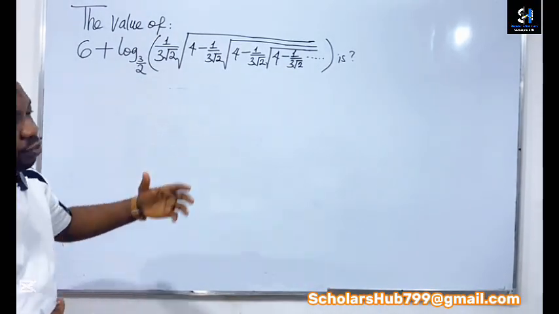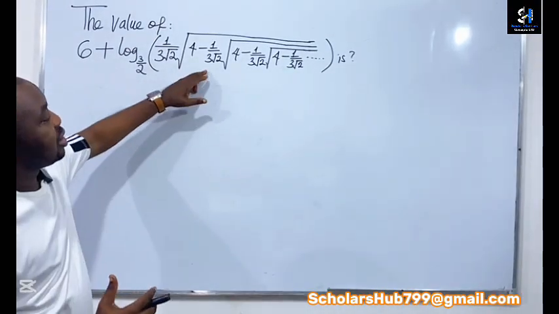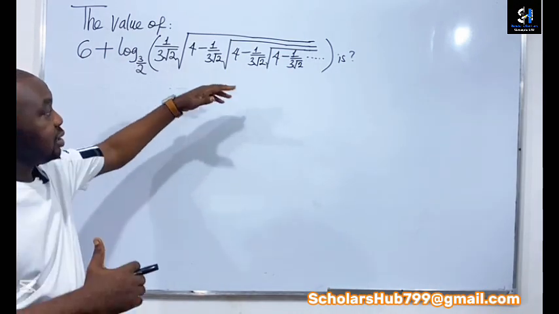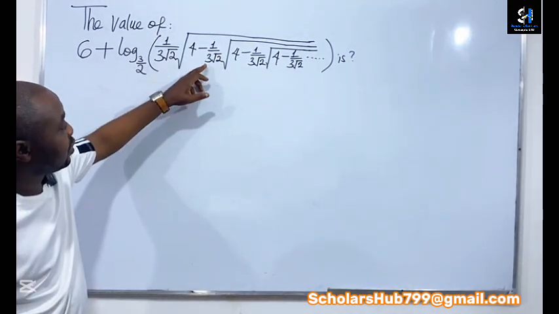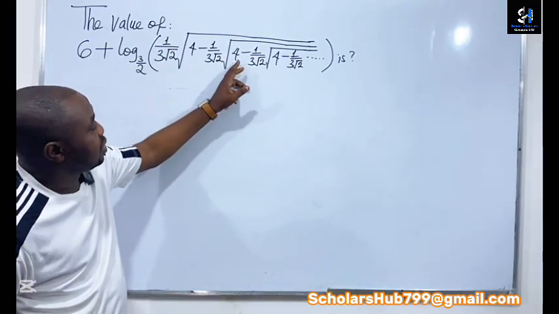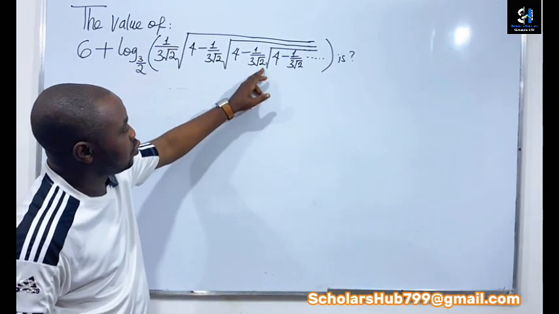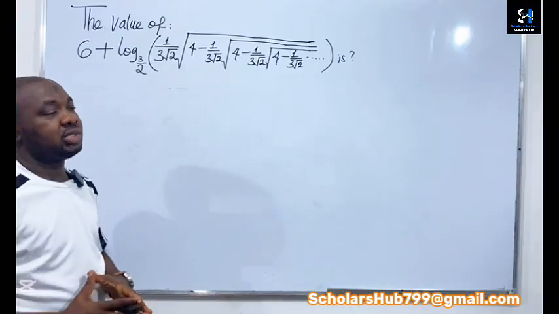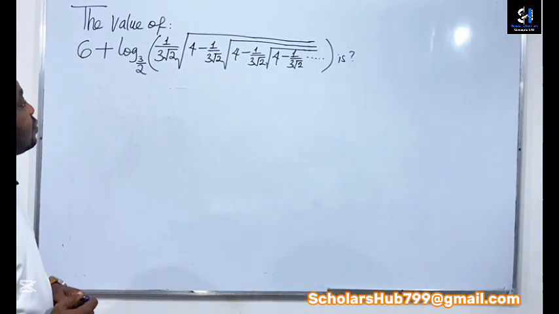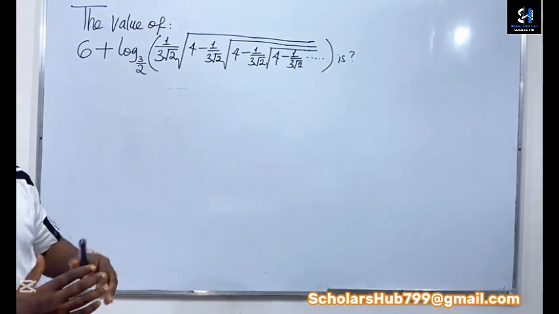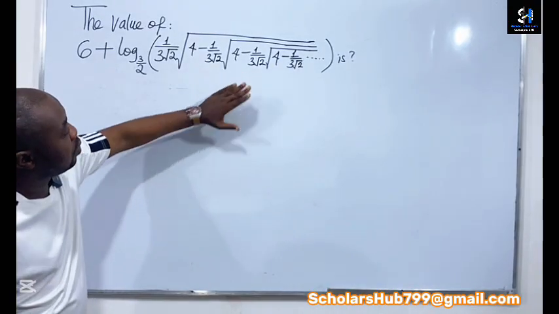Now in this nested expression we can see that we have the same expression embedded in the what? In the nested expression, that is 4 minus 1 over 3 root 2. We have another one again, 4 minus 1 over 3 root 2, like that. So we have a nested expression. So to be able to find the value of this expression, we need to first work with the nested expression.